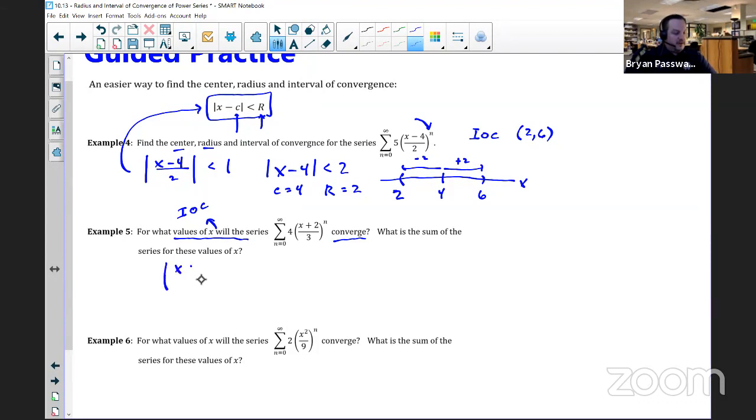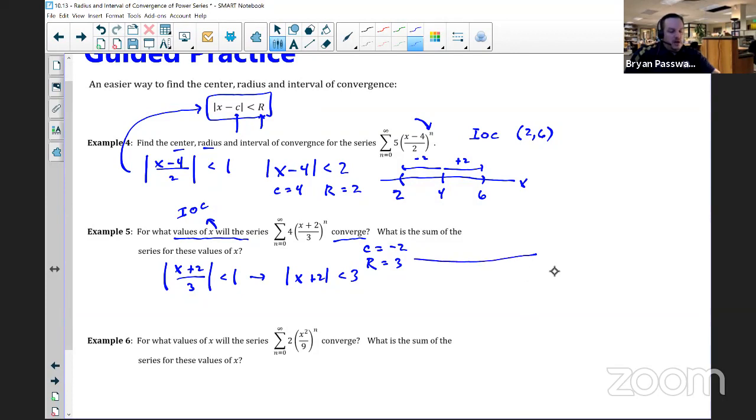We take the absolute value of x plus 2 over 3, and we know that has to be less than 1 because it's geometric. We want to get it into this form where we're not dividing or multiplying by anything, so we multiply both sides of the inequality by 3. Now, by looking at this, we know the center is going to be negative 2, because negative 2 plus 2 gives me 0. And our radius, or capital R, is going to be 3.